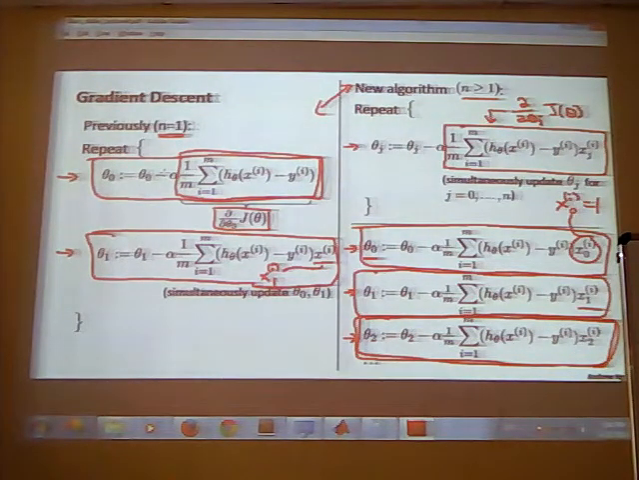Previously we had 2 parameters, theta 0 and theta 1. So we were updating theta 0 and theta 1 on the basis of this equation, and this was the derivative of J of theta. In the new algorithm where we have more features, previously we had n equals 1, that is one feature. Now we have more than one feature involved in our algorithm. So we will be updating theta j for all the features, or all the parameters available with us.